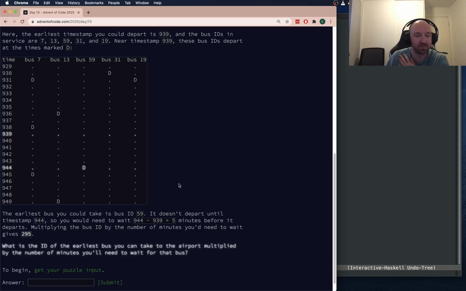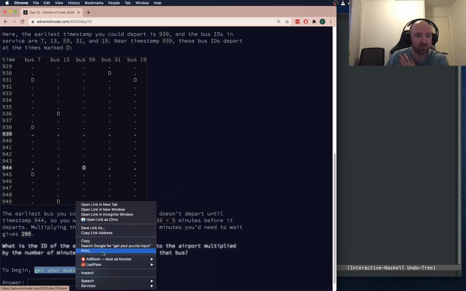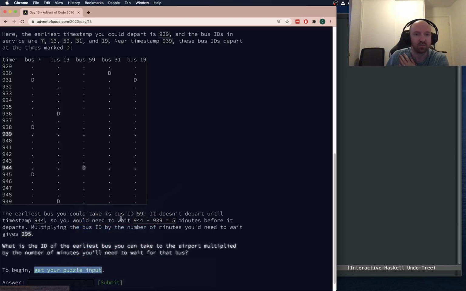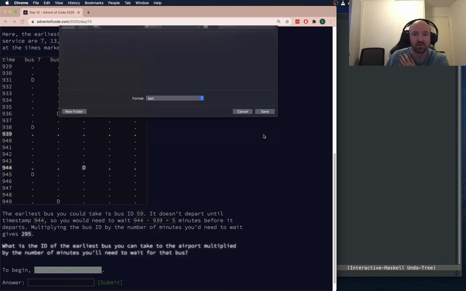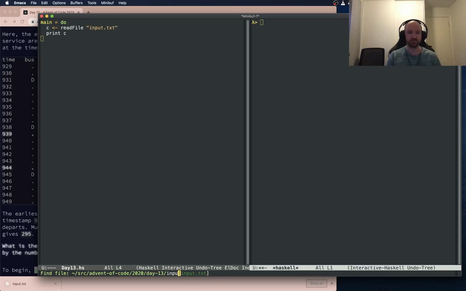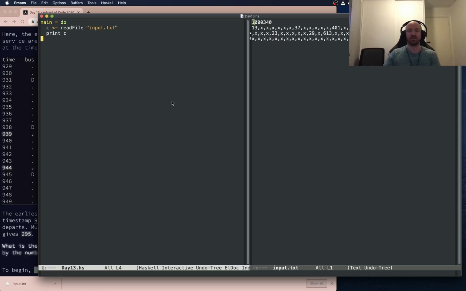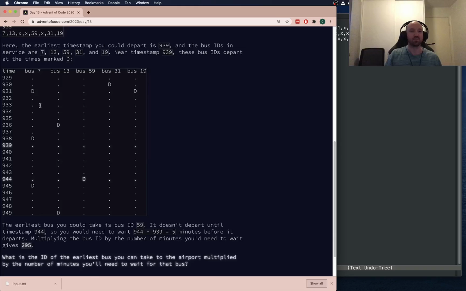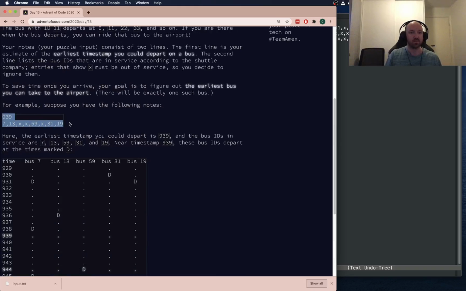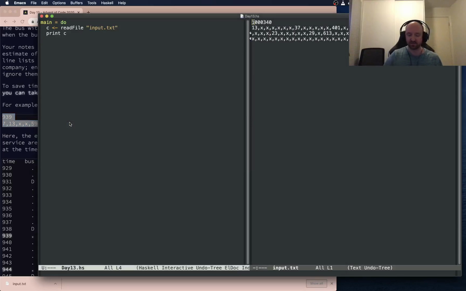What is the ID of the earliest bus you can take to the airport? Blah, blah, blah. All right, let's save my input and have a look. Okay, that's a pretty big number. And we've got all of those. All right. Let's get started. So, okay, I think I know how we can do this. Actually, let's start with their example, because that might be a bit better, and we can test out our idea.